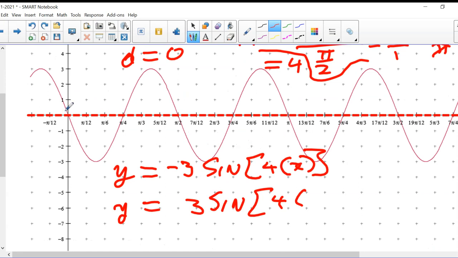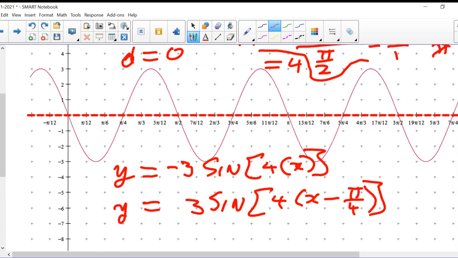Remember, horizontal translations shift to the right or to the left. So which direction am I shifting to get to that pi over 4? Am I shifting to the right or am I shifting to the left? What say you on that one? Those of you who said it was pi over 4, is pi over 4 to the right? So if it's pi over 4 to the right, I'm going to say it's going to be x minus pi over 4. Don't forget that when you're shifting to the right, you put a minus.